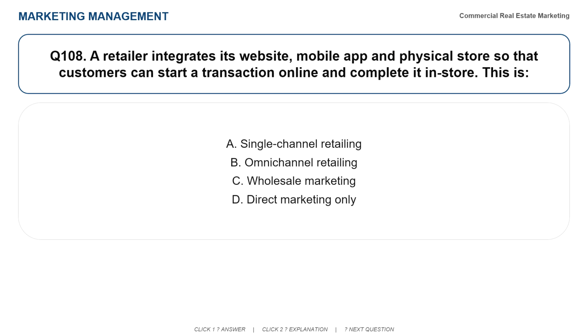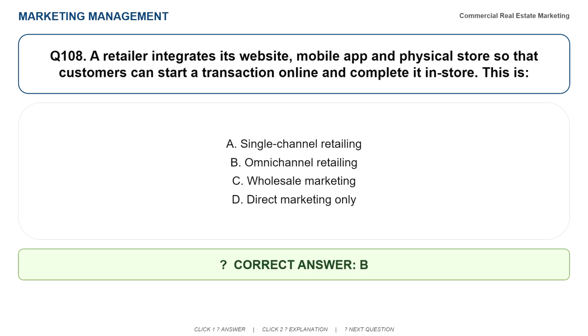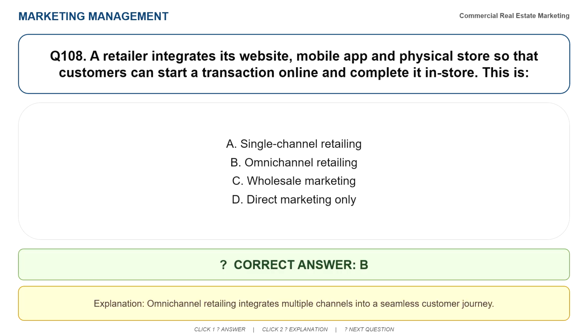Question 108. A retailer integrates its website, mobile app, and physical store so that customers can start a transaction online and complete it in store. This is: Option A, single-channel retailing. Option B, omni-channel retailing. Option C, wholesale marketing. Option D, direct marketing only. The correct answer is B. Explanation. Omni-channel retailing integrates multiple channels into a seamless customer journey.